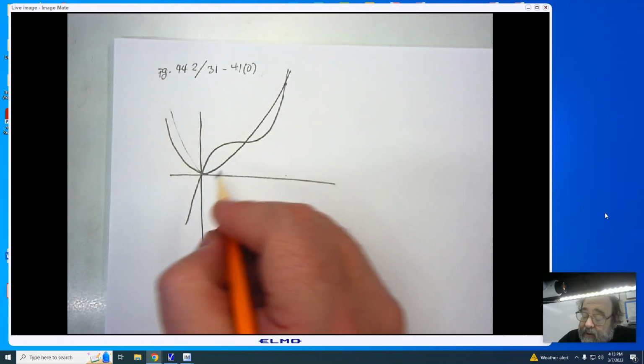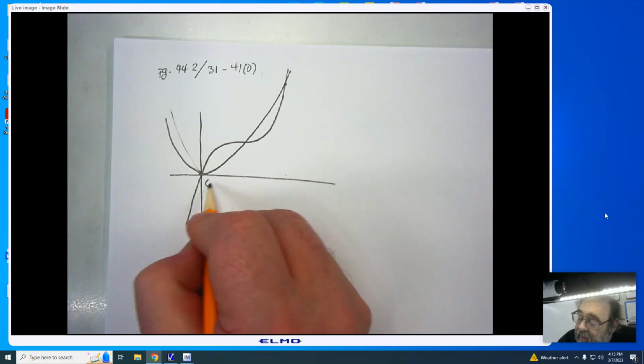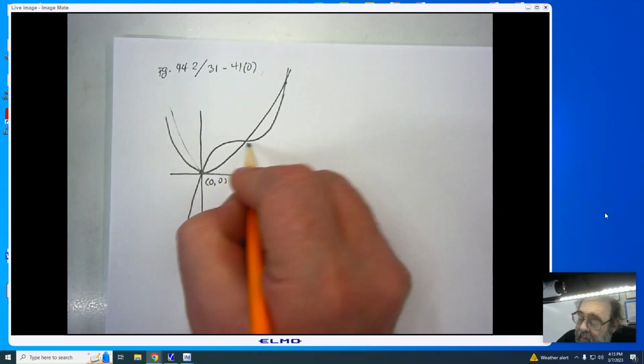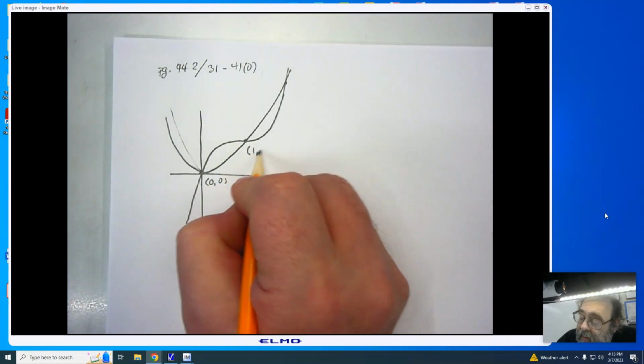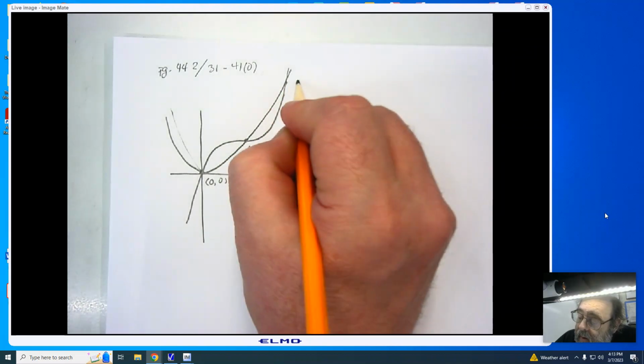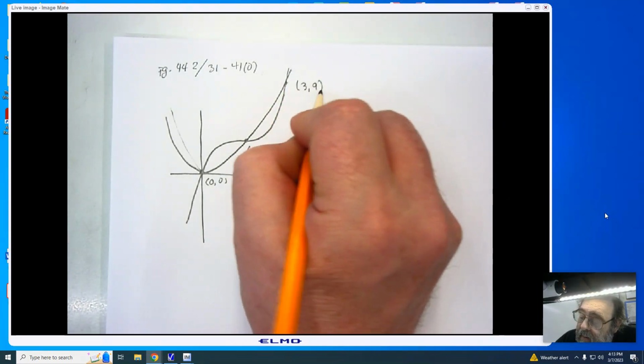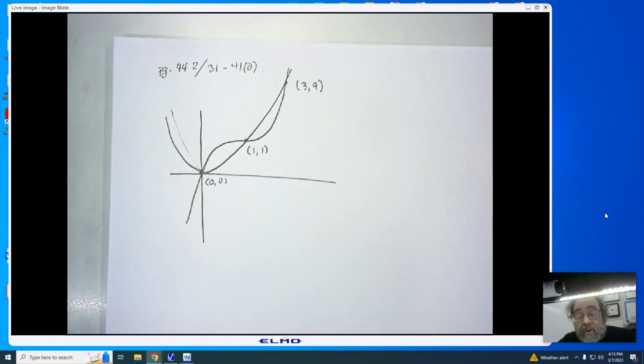Now, the intersections that I found were (0, 0), (1, 1), and (3, 9). To find those intersections, you set the g of x and the f of x equal, and then simply solve. This is where you're using your Algebra 2 skills to find your solutions.